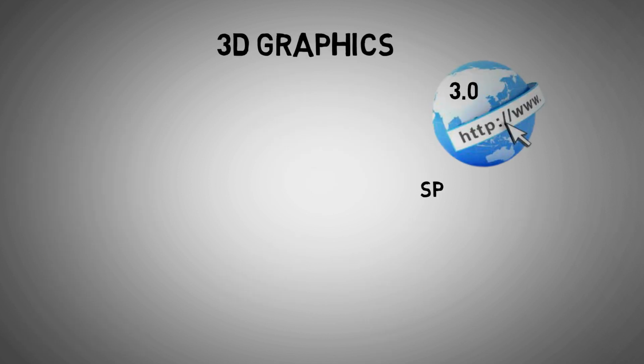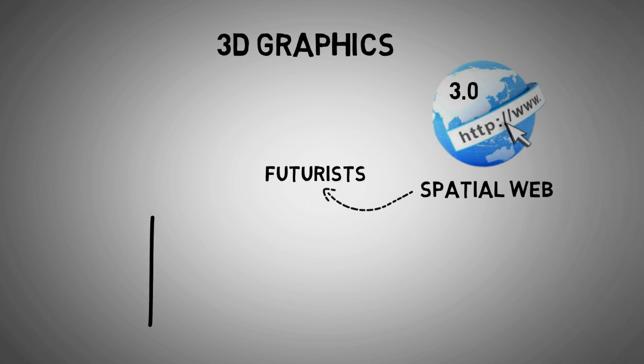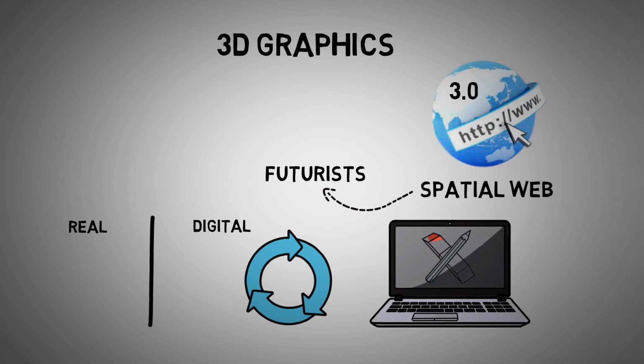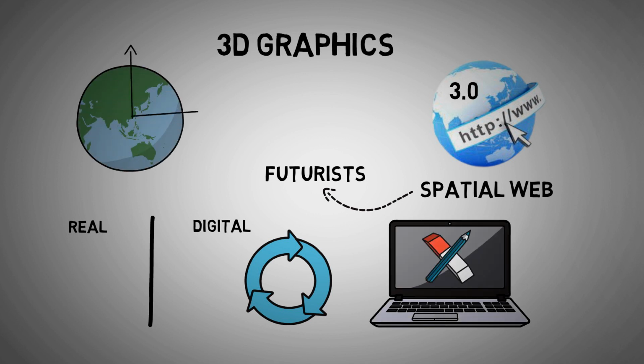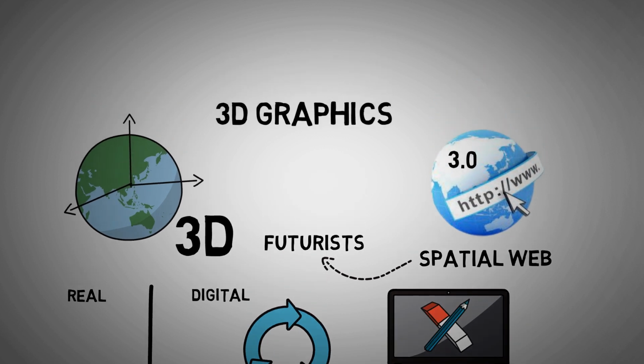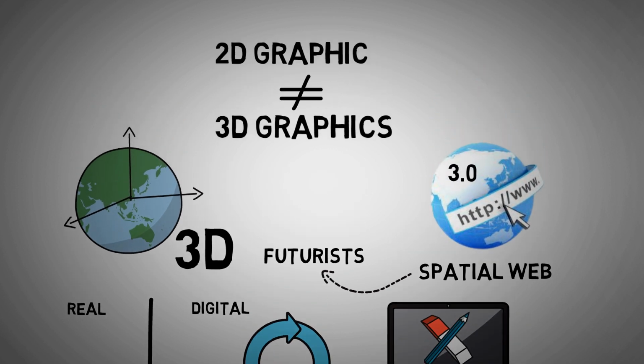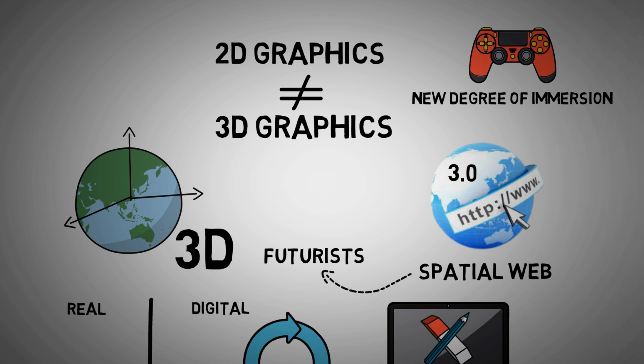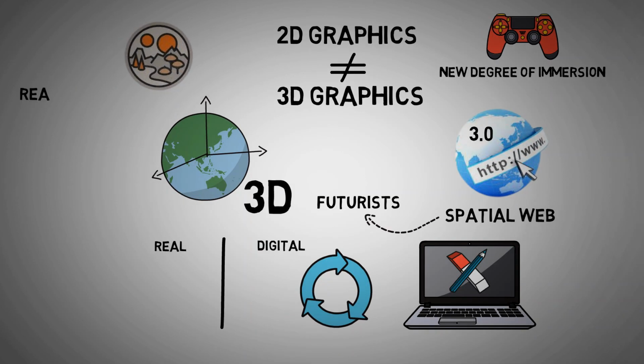3D graphics. Web 3.0 is also known as a spatial web by some futurists because it intends to blur the border between the real and the digital by revolutionizing graphics technology and bringing three-dimensional, 3D virtual worlds into sharp relief. 3D graphics, unlike 2D counterparts, provide a new degree of immersion not just in futuristic gaming applications like Decentraland, but also in other industries such as real estate, health, e-commerce, and many others.